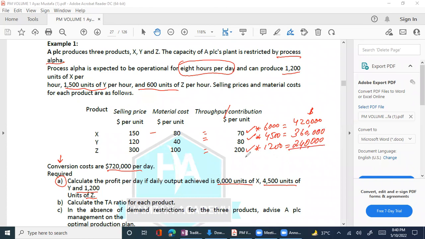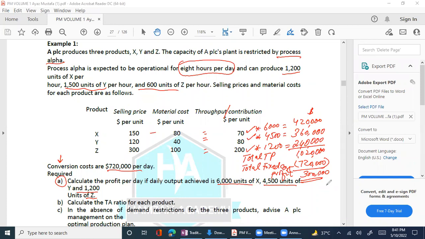And what will be the total throughput from all products? And we have a total fixed cost of 720,000. So this is 1.02 million. So we will subtract it. We will get a profit per day as the data is on daily basis. So we will get the per day values. So this will be, I guess, 300,000.